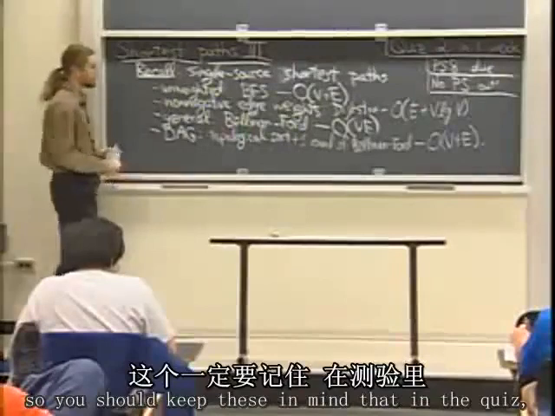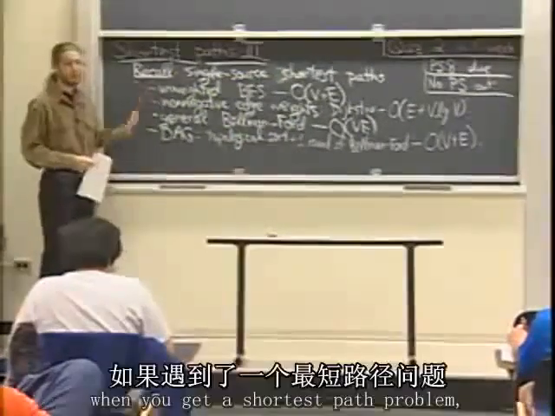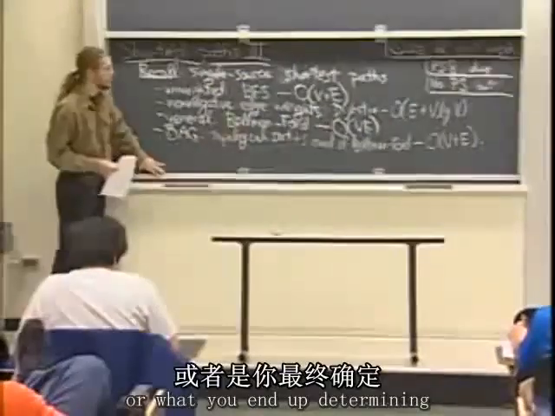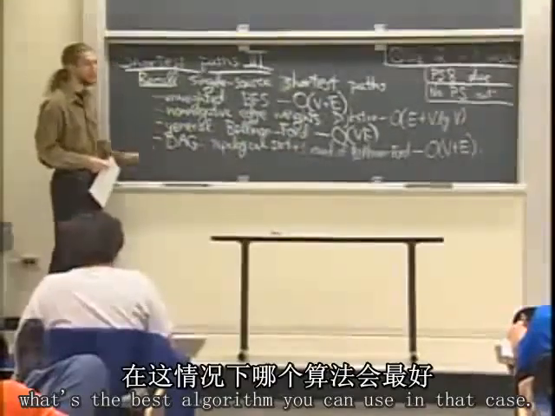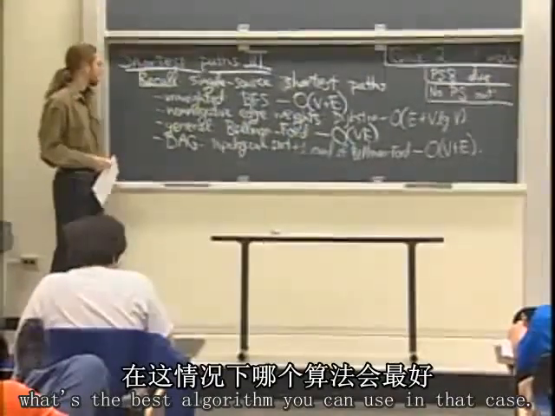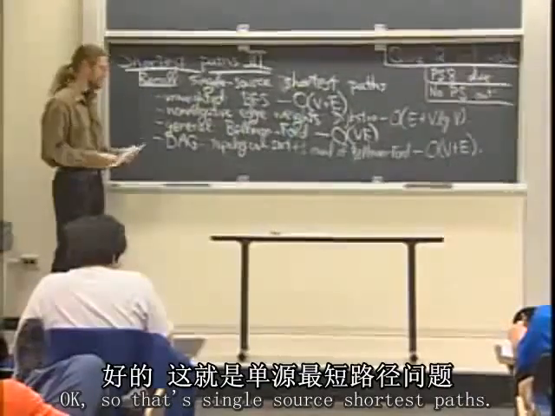You should keep these in mind in the quiz: when you get a shortest paths problem, or what you end up determining is a shortest paths problem, think about what's the best algorithm you can use in that case. Okay, so that's single source shortest paths.